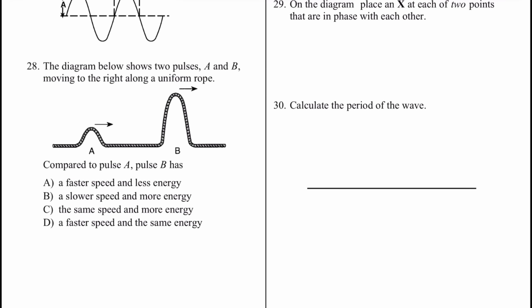28. The diagram below shows two pulses, A and B, moving to the right along a uniform rope. Compared to pulse A, pulse B has what? So pulse A and pulse B are moving at the same speed. I know that because their arrows pretty much look the same. But pulse B is significantly higher, meaning that it has a larger amplitude, right? And amplitude is equal to energy. So since pulse B has a larger amplitude, that means it has more energy. So pulse B has the same speed but more energy.